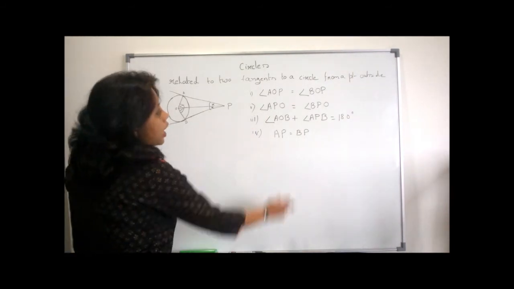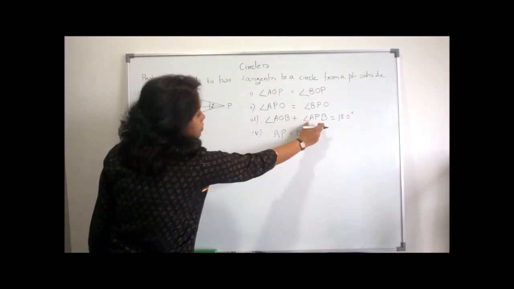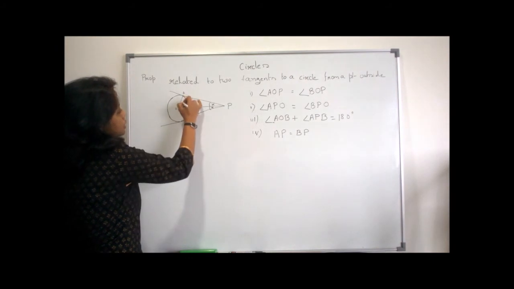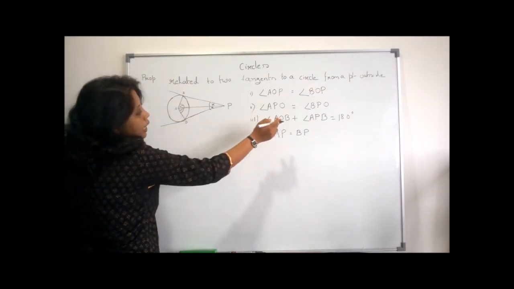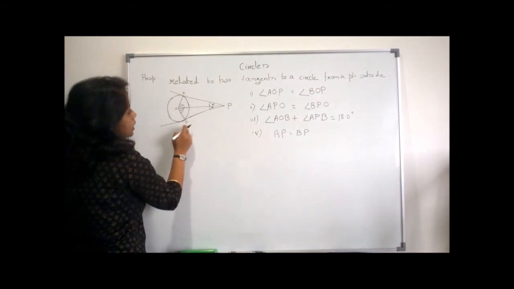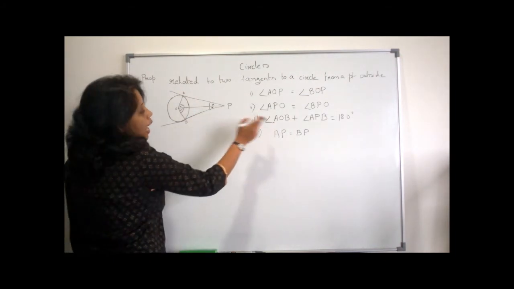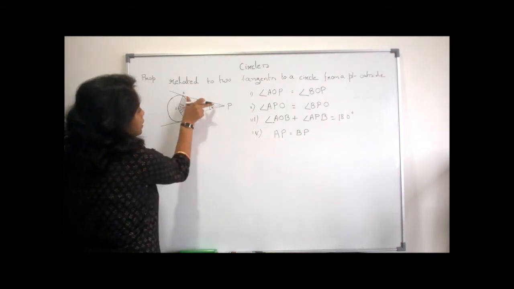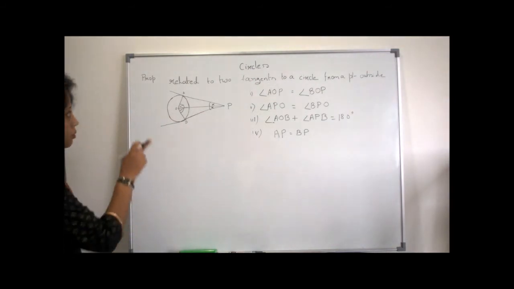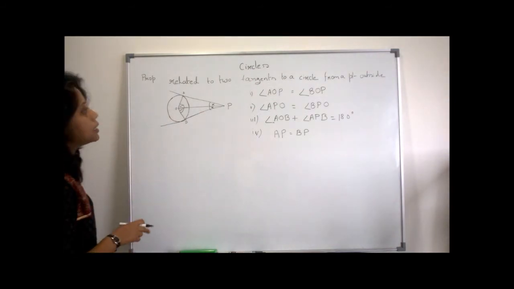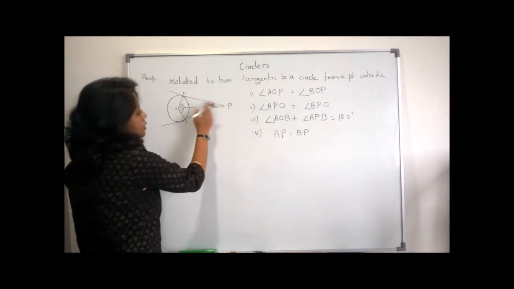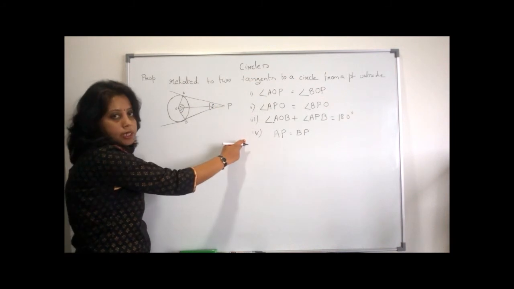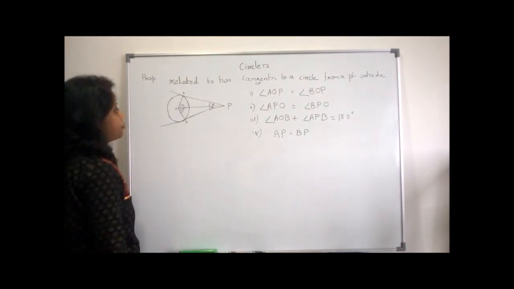The next one, angle AOB plus angle APB is 180 degrees. Angle AOB, that means this full angle, and angle APB, that means this full angle. The summation of these is 180 degrees. And the next one is AP and BP are equal. So if two tangents are drawn from a point outside of a circle, we have to prove these properties are satisfied.